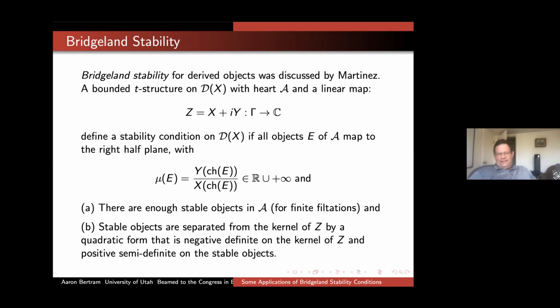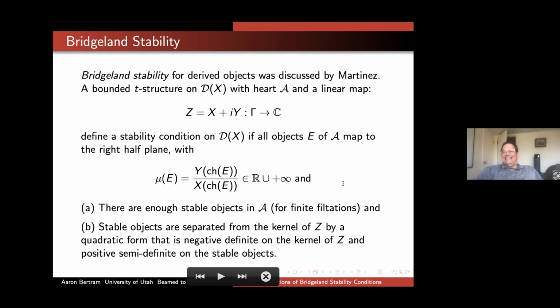So there should be enough stable objects, and then stable objects should sort of stay away from the kernel of this Z. This is called the support property. So basically, you should be able to separate all the stable objects uniformly from the kernel of Z via a quadratic form on gamma tensor R, the vector space, that is negative definite on the kernel and positive semi-definite on semi-stable objects. So there are plenty of stable objects, enough to assemble everything in some finite way, and they're also somehow separated from the kernel of Z.